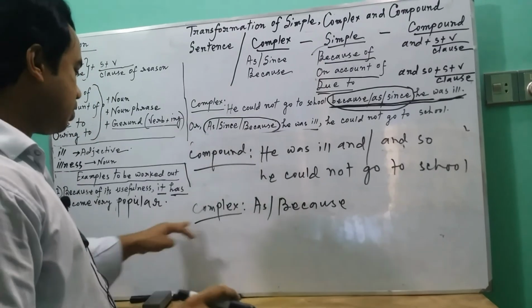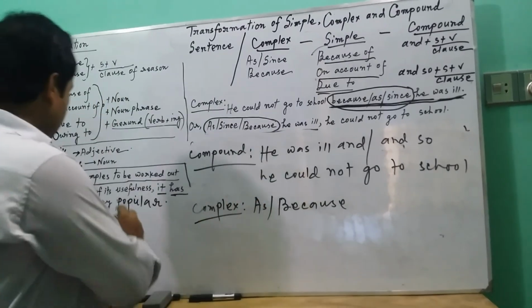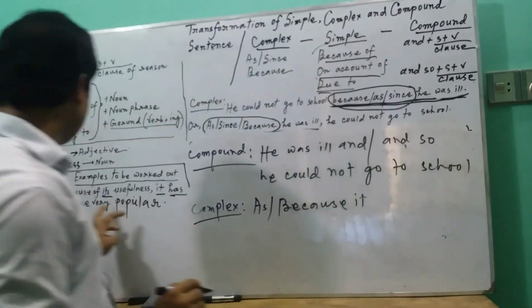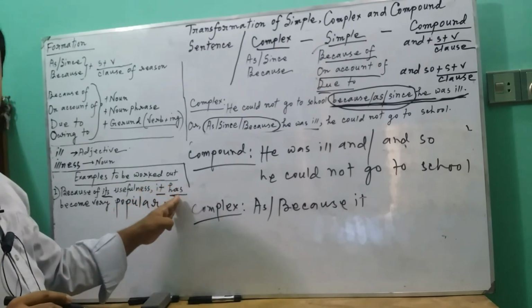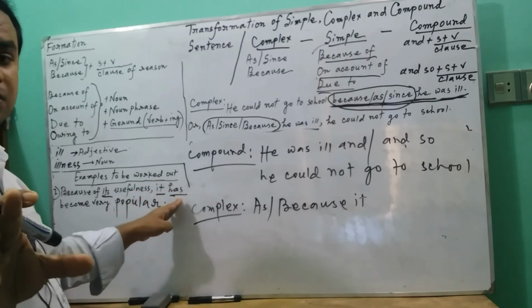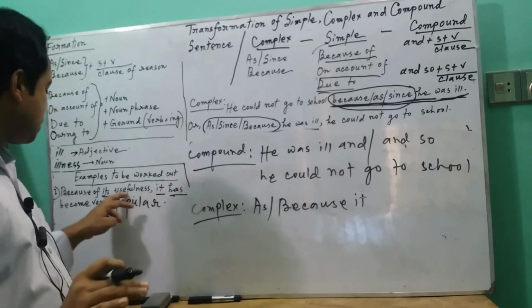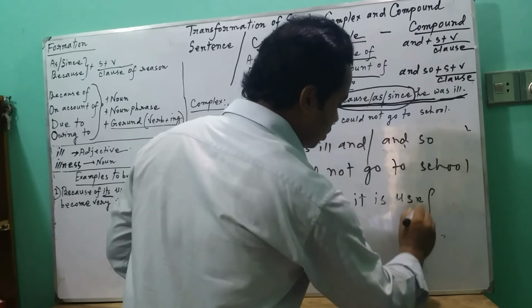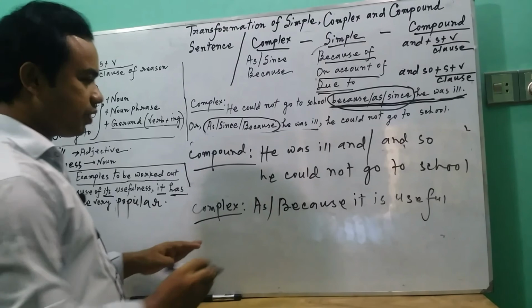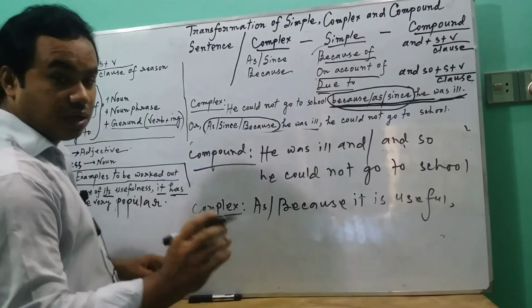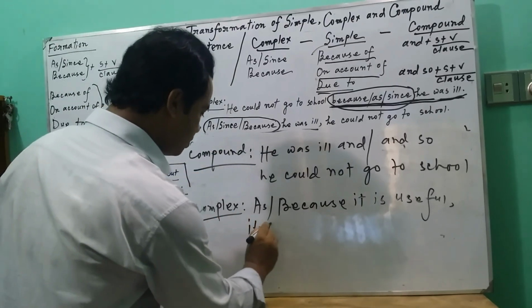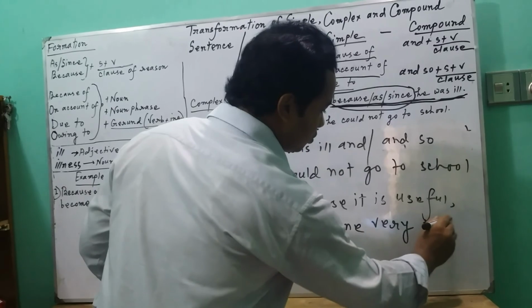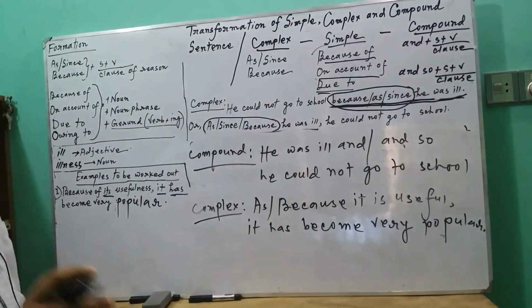You can write since also. So the possessive adjective would be in subjective form. It would be it. Okay, because of its usefulness. So based on the principal clause, write a verb after it. It is in present simple, so it would be as, because it is useful. Okay, as it is useful, comma, and write the rest part of the sentence. It has become very popular.